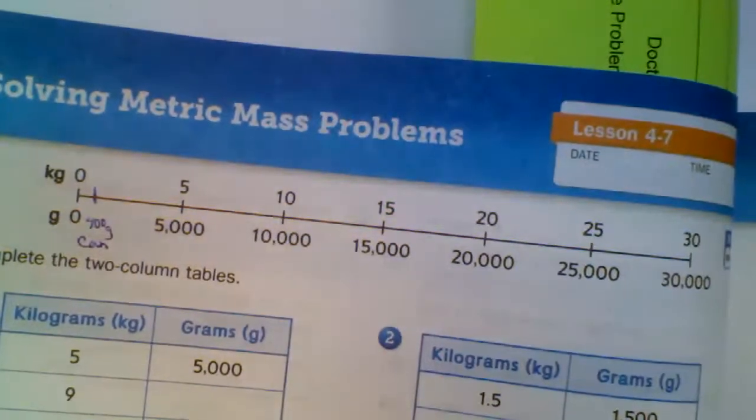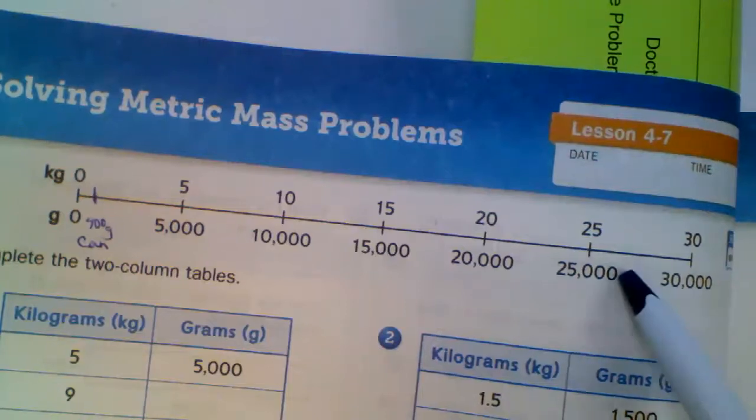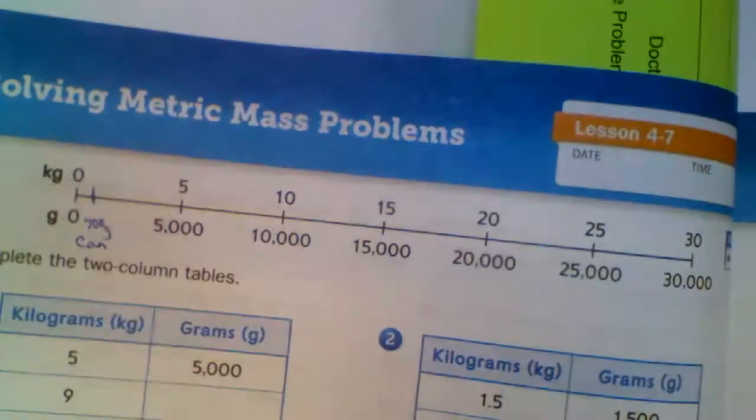Now I'm going to ask you another question. How much do you suppose a cat would weigh? Now let's just think. Some cats can get pretty big. They can weigh about 30 pounds, some of them. Would it be 25,000 grams, so 25,000 would be way up here, or do you suppose it would be 5 kilograms? 25,000 grams or 5 kilograms?